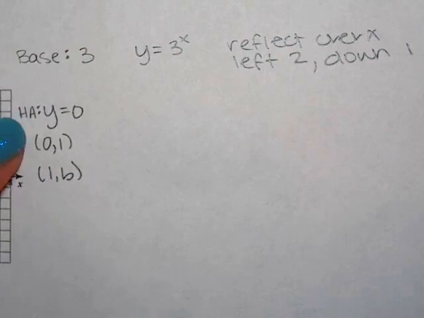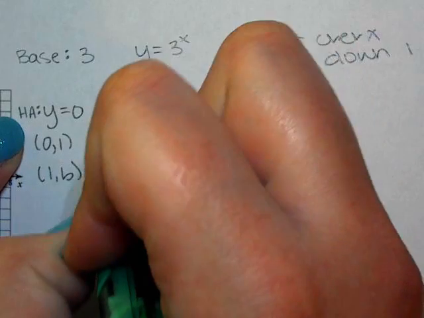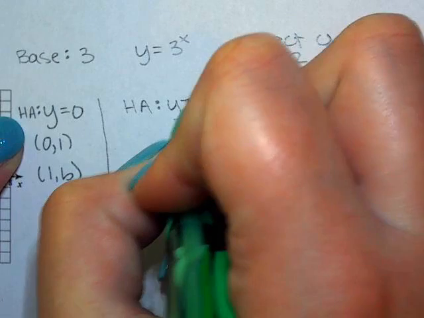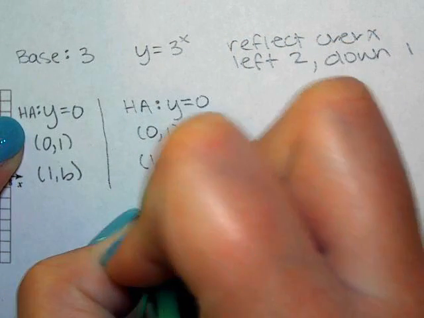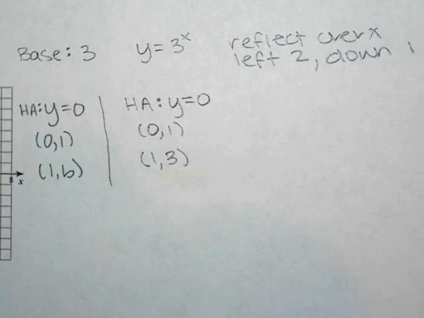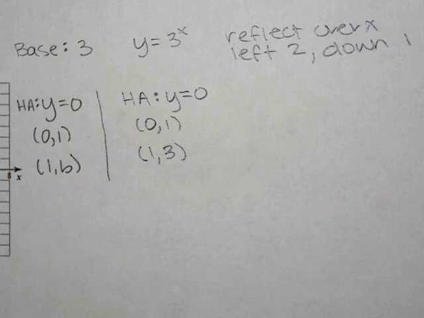Okay, so I'm going to start off with this. I'm going to say, okay, first off, I have my horizontal asymptote at y equals 0. I have 0, 1, and we said our base is 3. So we're going to start off with a base of 3. So the first thing you always do is you take the b out and you replace it with the base that you had from your parent function. Okay?